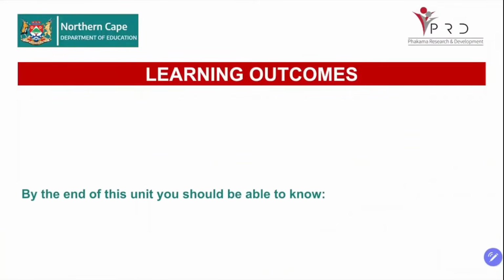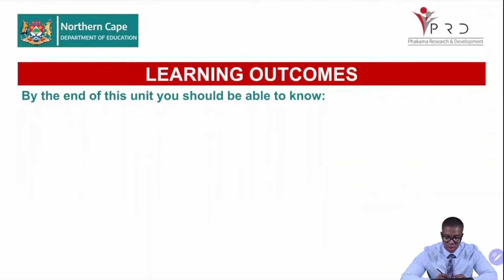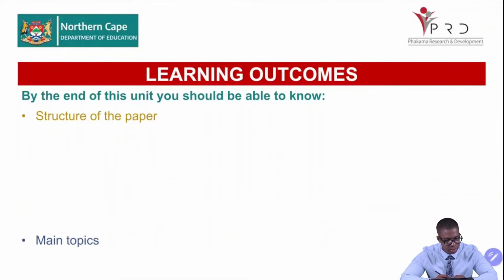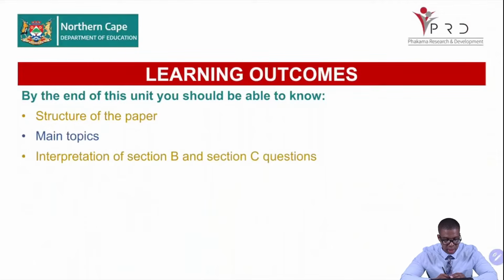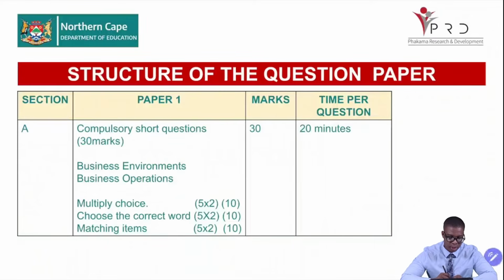Now, learning outcomes. By the end of this unit, you should be able to know the following. 1. The structure of the paper. Number 2, the main topics that are going to be assessed in your paper 1, and you should be able to do a proper interpretation of section B and section C questions, to say how do you go about answering and approaching the exam. Now, let's start with the first part of our lesson, because with our revision, we are trying to cover a lot of ground. And the focus is your business environment as a main topic.